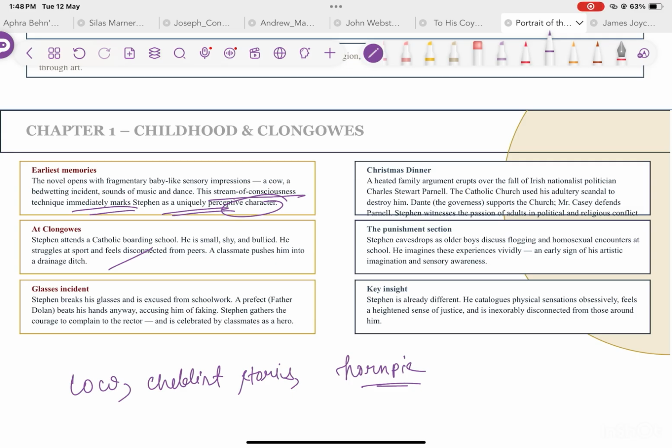And the narrative then shifts to Clongowes, at Clongowes Catholic Boys School, where he gets tormented. Stephen struggles to understand the constant daily noise and confusion around him. There is a chaos around him, and he fails to understand it.